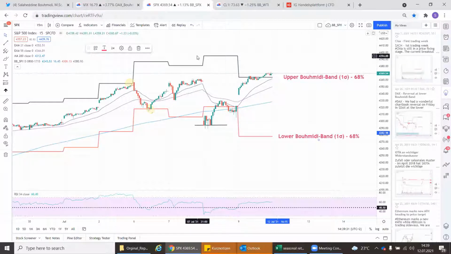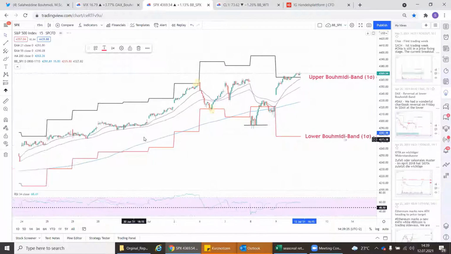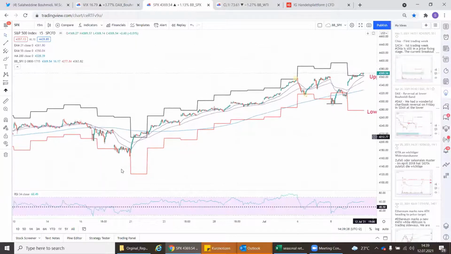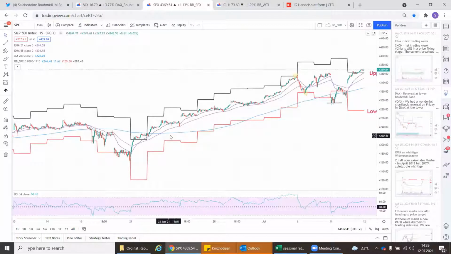And we have seen that in the S&P 500 in the last weeks or the last days. This is a 15-minute chart, but if we look from June, we have been in a nice upward trend. There was no day where we tested the Bouhmidi band. So everything went smoothly further in an intact, confirmed trade, a bullish signal.